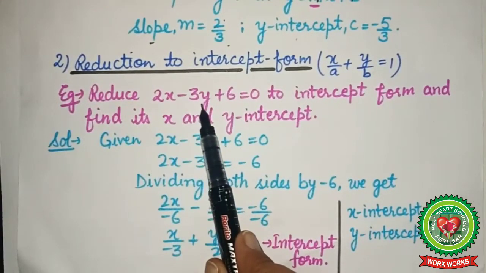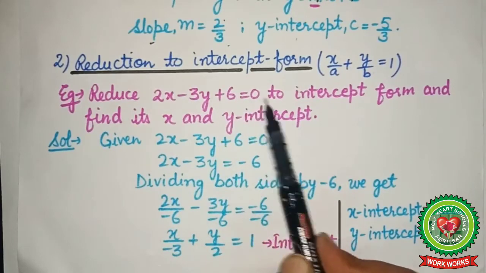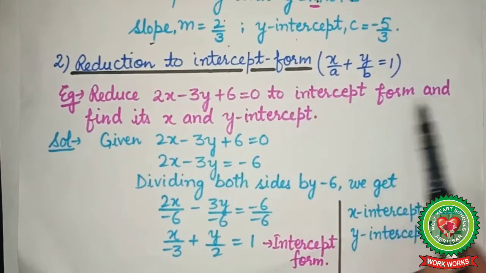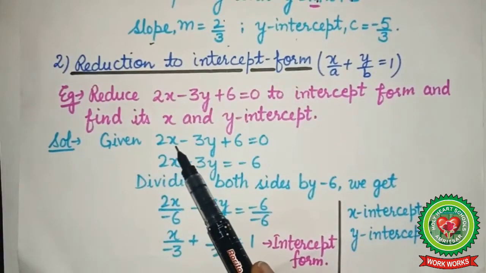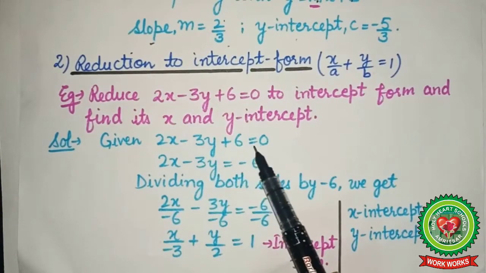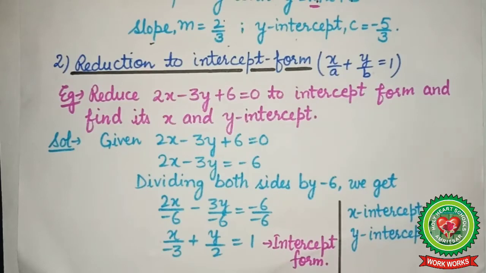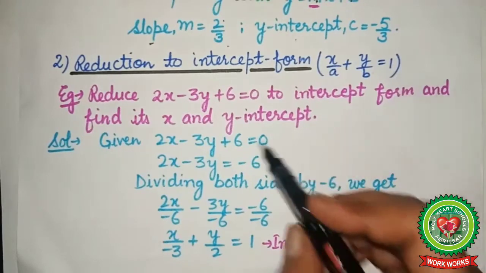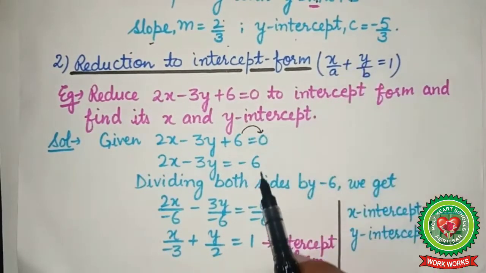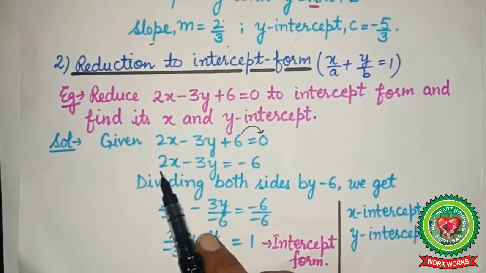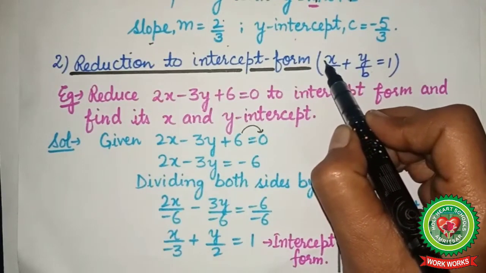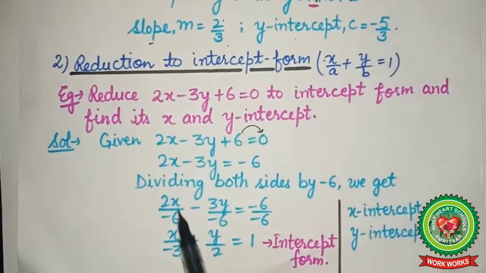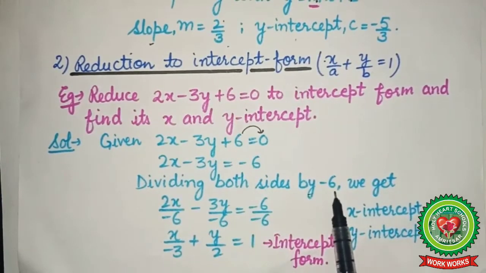Reduce 2x minus 3y plus 6 is equal to 0 to the intercept form and find its x and y intercept. So here the given equation is 2x minus 3y plus 6 equal to 0. So firstly we have to find 1 on the right hand side. So on shifting 6 we get minus 6. The equation is 2x minus 3y is equal to minus 6. Now we have to make the right side 1. So divide both sides by minus 6.